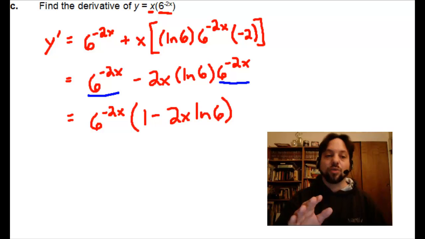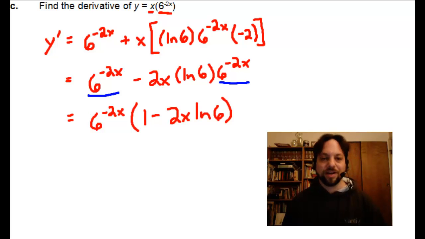So with that, let's take a look at one more example. This time we're going to differentiate a logarithm, and that, of course, will be fun and exciting.